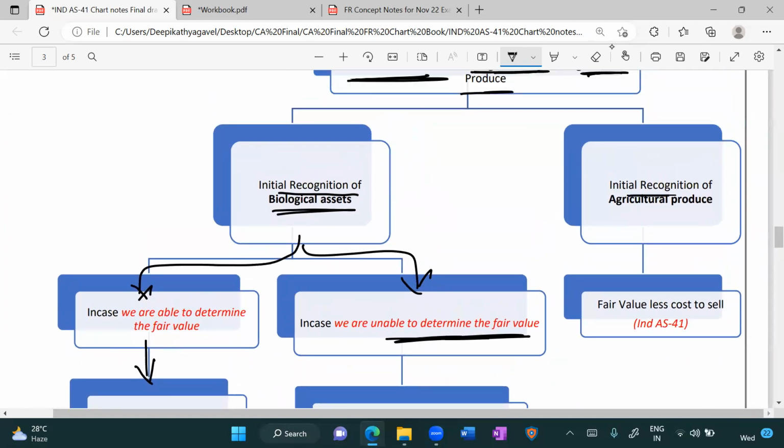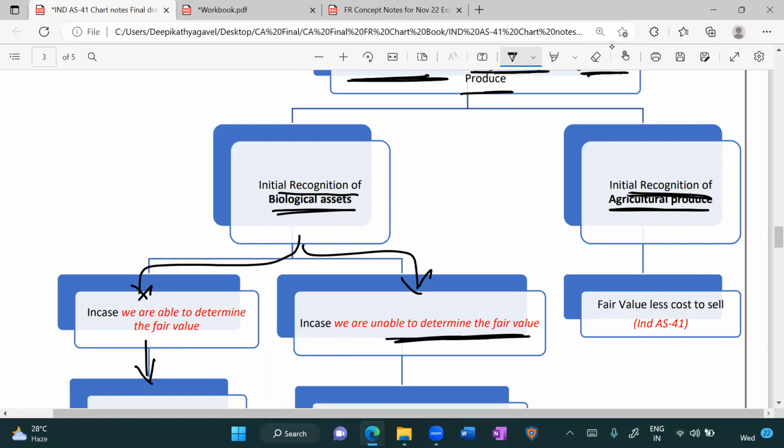Next comes the initial recognition of agricultural produce. Now, the initial recognition of agricultural produce can only happen at fair value less cost to sell. Here, there is no concept of not being able to determine the fair value, because agricultural produce is generated with an intention to sell it in the market. So it is not at all possible that you cannot arrive at its fair value.